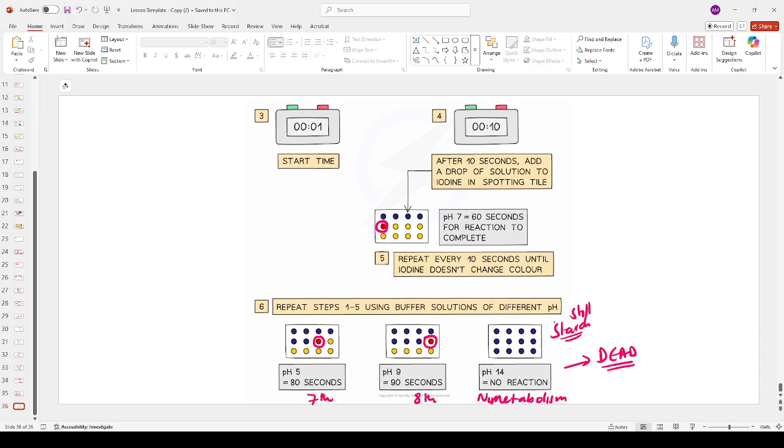Does that make sense? So at pH 5, the enzyme worked fairly well. At pH 9, it started to slow down. At pH 14, completely dead. At pH 7, we can say that was the optimum. Guys, let me know in the chat if this makes sense.